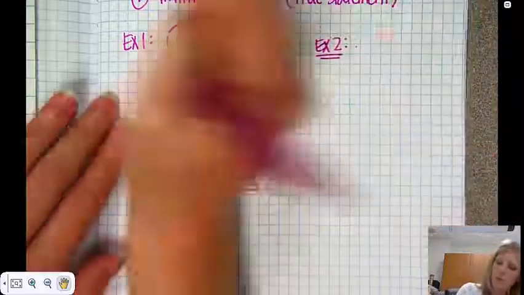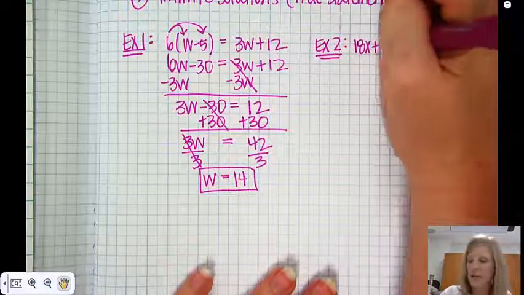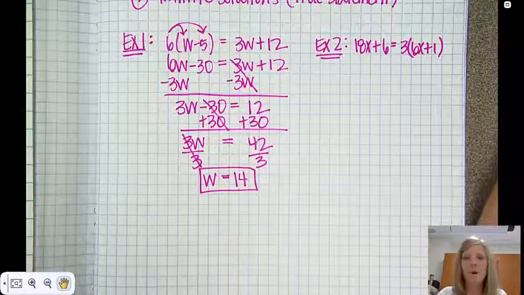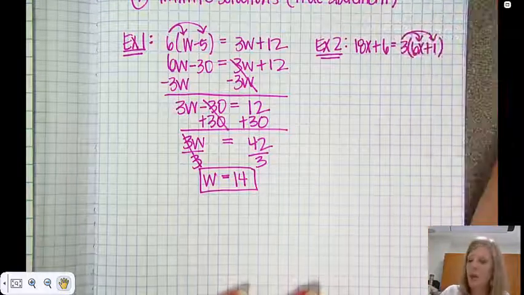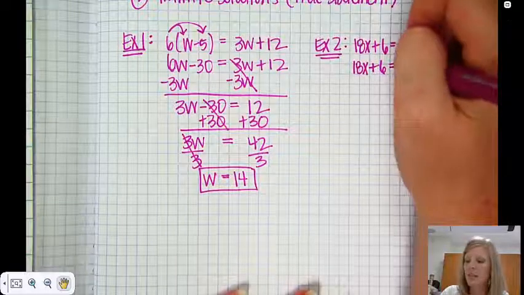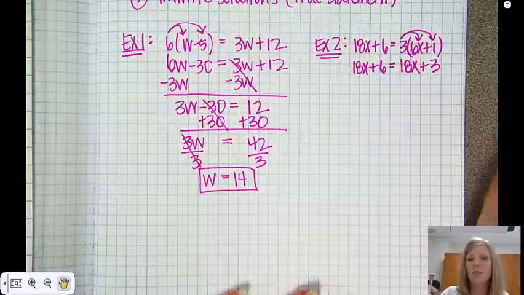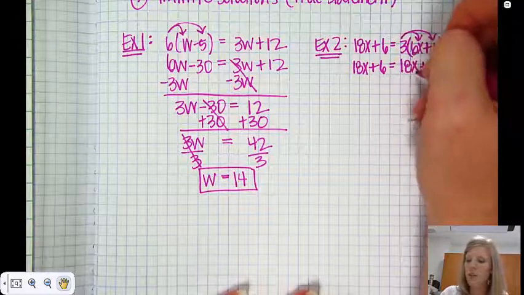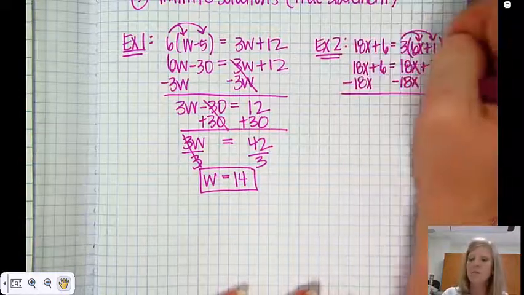So for example 2, we are going to do 18x plus 6 is equal to 3 times (6x plus 1). Again, I'm going to look for our grouping symbols first. So I have those on the right, which means I need to distribute. So I'm going to bring down the 18x plus 6 on the left. 3 times 6x is 18x, and 3 times 1 is 3. Now I need to get my variables on the same side. So I'm going to do our inverse operation here. I'm going to undo the addition by doing subtraction. So I'm going to subtract 18x from both sides.